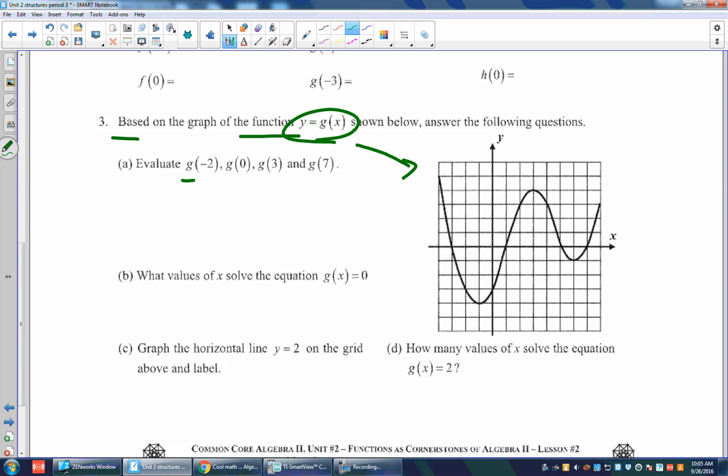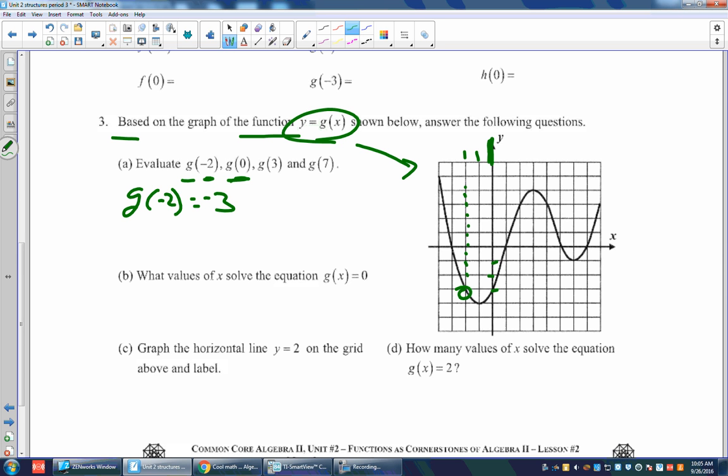Evaluate the function g at -2. Here's the y-axis where it's 0, -1, -2. I go all the way down here and see where that is. It crosses at -1, -2, -3. So g of -2 is -3. We just look for the y value.